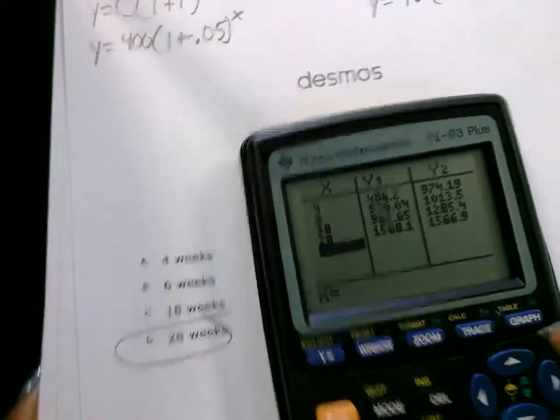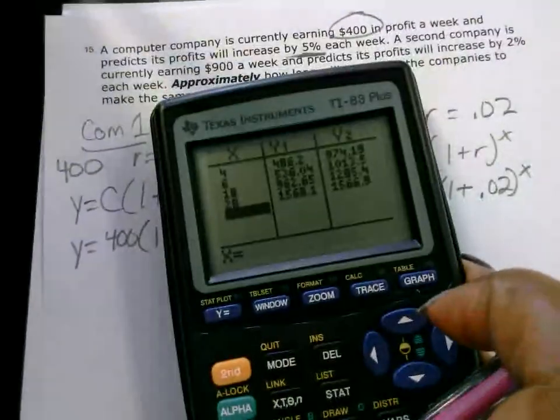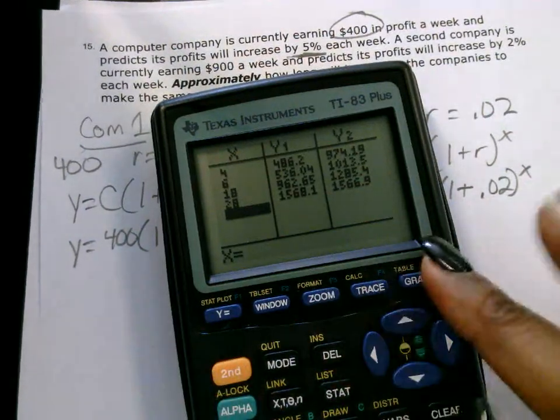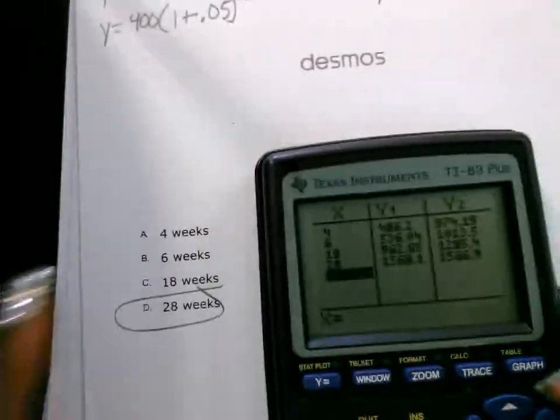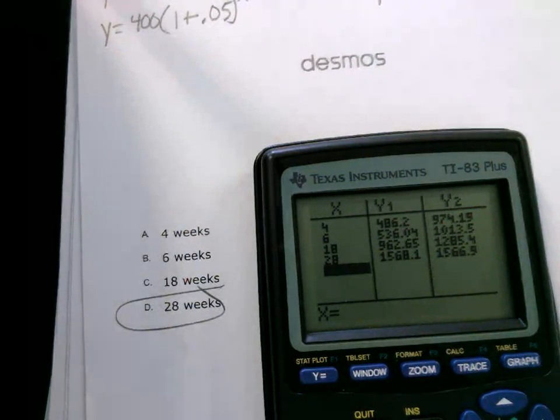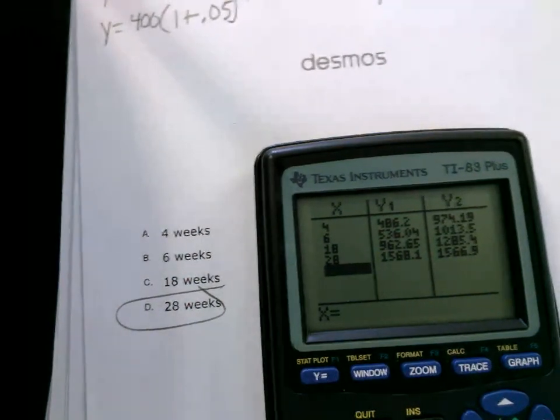Any questions about how I got the equation? I typed them both in. I went and looked at the function table to see at which one of these weeks is it about the same. Any questions?